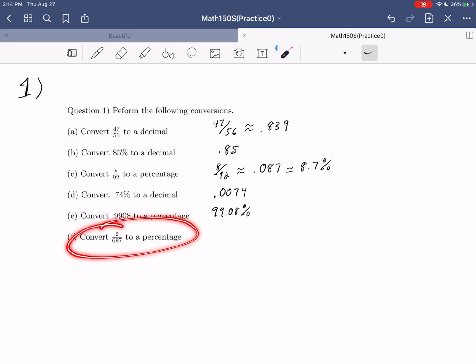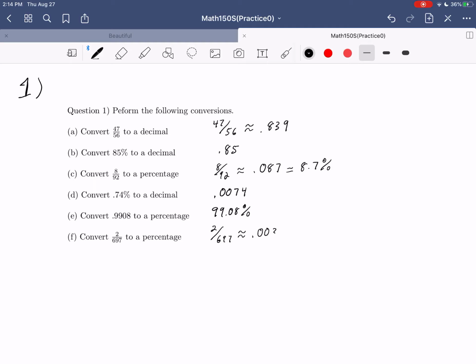Finally, we've got sort of a messy one here, 2 divided by 697 to a percentage. Let's first start by getting the decimal, so 2 divided by 697. We should get that 2 divided by 697 is approximately, if we're keeping 3 decimal places, 0.003, because it's 0.0028, so we would round up. And then as a percentage, we need to shift 2 places to the right, and we should get 0.3%. So there we go.